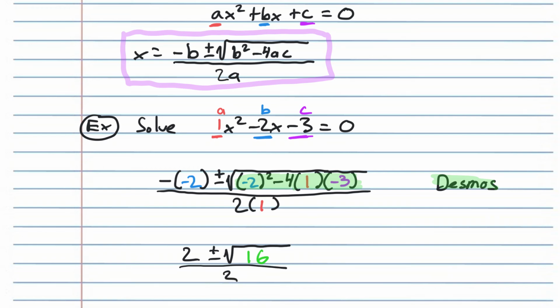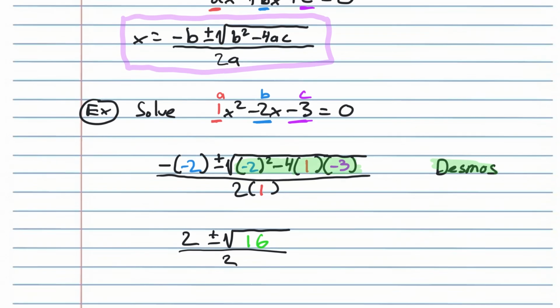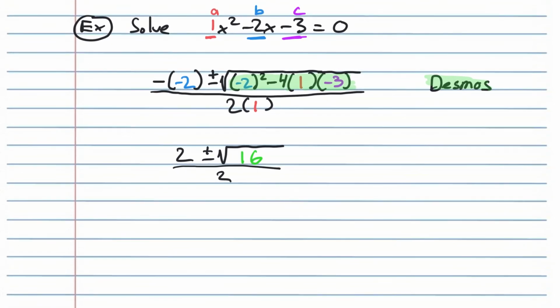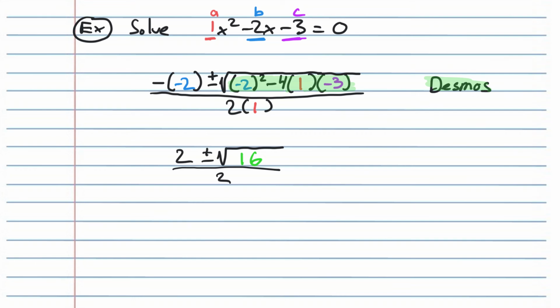Okay, still not done, because the square root of 16 works out very nicely. 16 is a perfect square. So let me scroll down a little bit farther. The square root of 16 we know is 4, or plus or minus 4. So we have 2 plus or minus 4, remember 4 times 4 is 16, divided by 2.